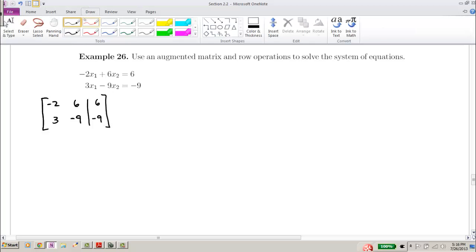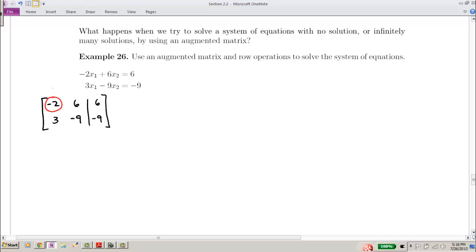Now we want to get a 1 right here, and we'll do that by multiplying by the reciprocal of that entry, so minus 1/2 times row 1 into row 1. Row 2 is unchanged. See, row 1 is a 1. Minus 1/2 times 6 is a minus 3. So we get a minus 3 in both those entries.